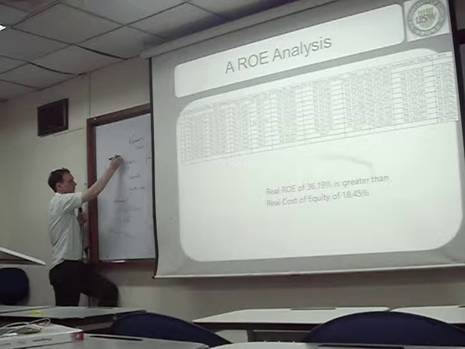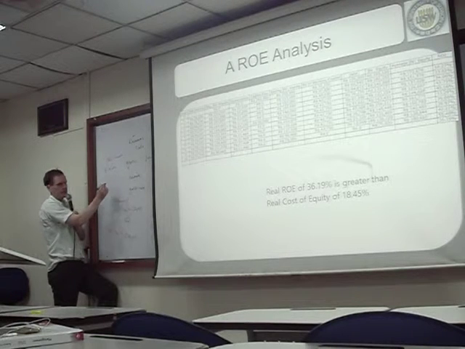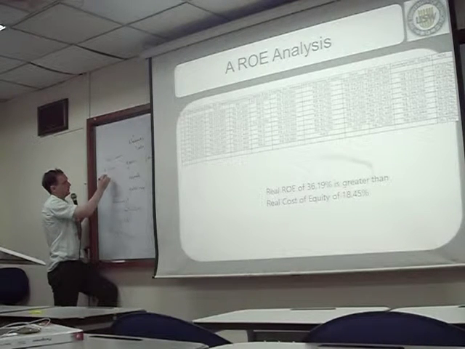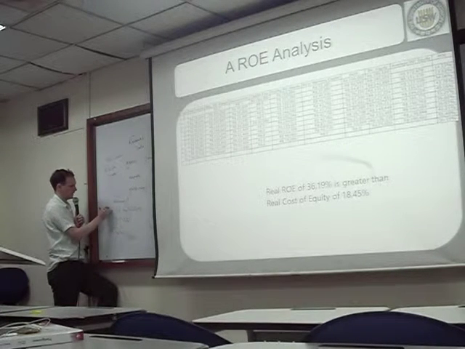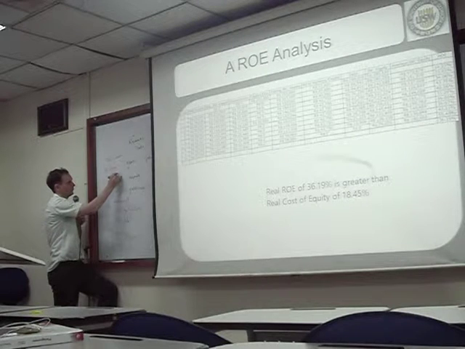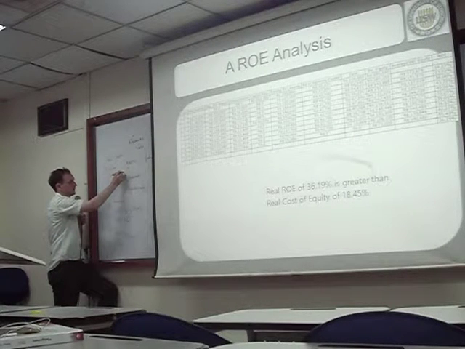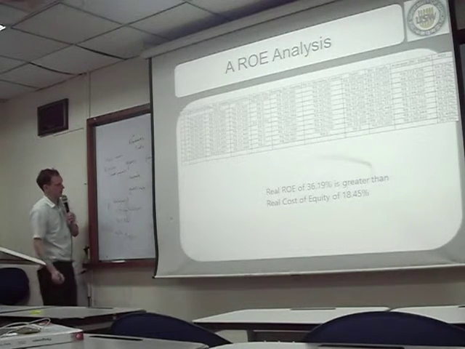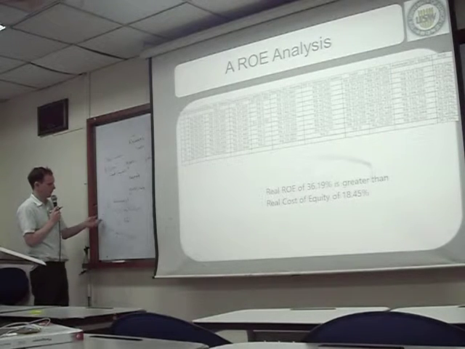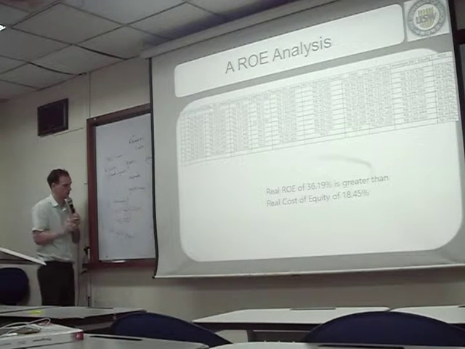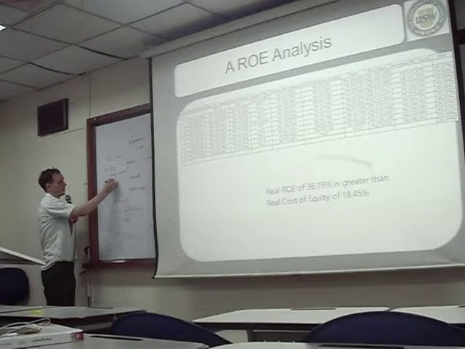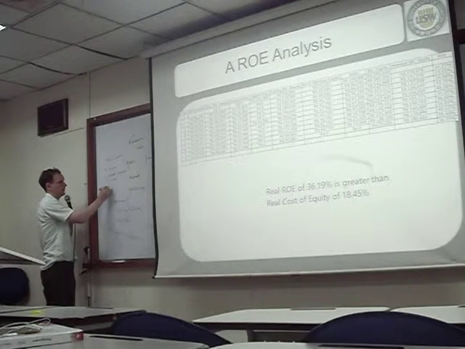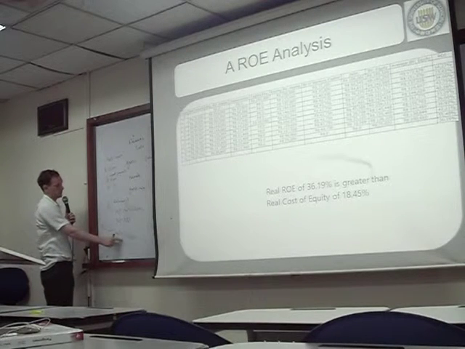So for the return on equity, this is A and this is B. Both of them have interest payments subtracted, because we're doing return on equity. Let's say the interest payments are 5,000 for A and zero for B. Okay, no interest payment in B.